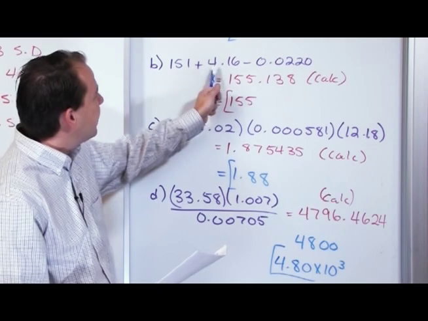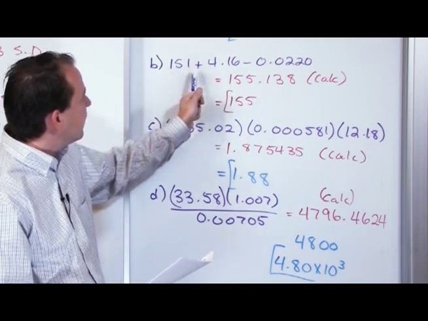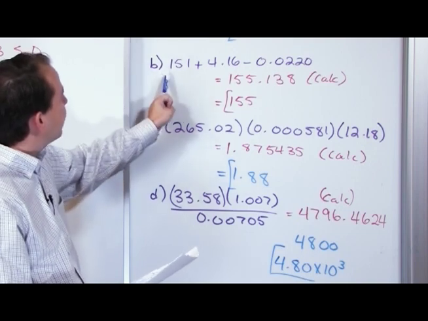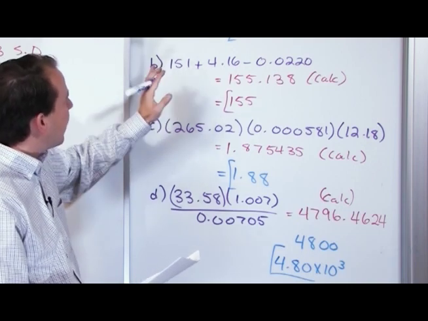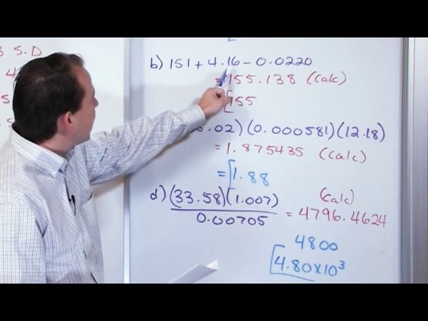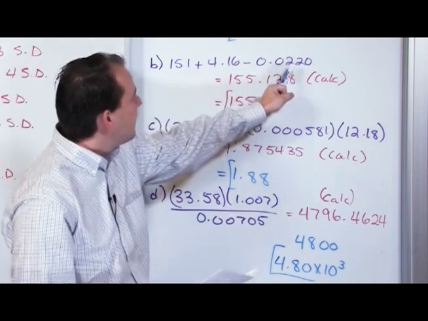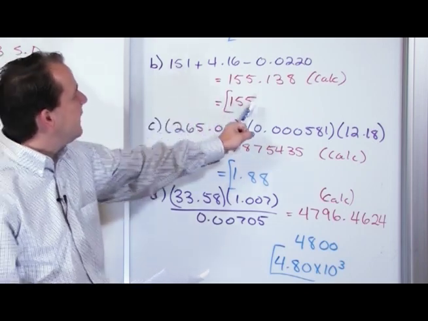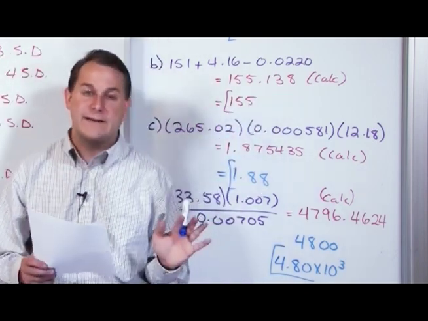So this guy has 3 significant figures. This guy has 3 significant figures. This guy has 3 significant figures total. But after this guy, after this implied decimal, I have 0 significant figures. This guy has 2 significant figures after the decimal, and this guy has 3 significant figures after the decimal. So since this is the smallest number, I want to keep 0 significant figures after that decimal point.